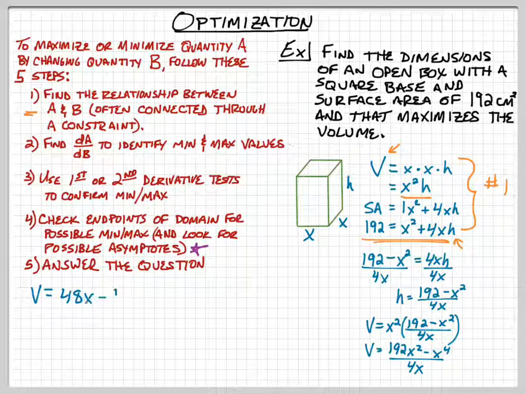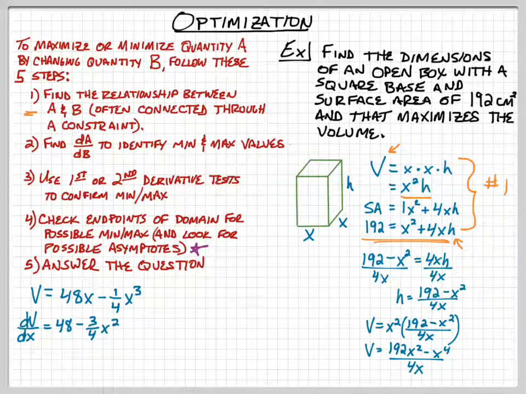So if we continue breaking this down, getting that denominator sorted out, we have our volume equaling 48x minus 1/4 x cubed. Okay, so now we need to look at the derivative of this because we want to find the minimum or maximum. And the derivative is 48 minus 3/4 x squared. Hopefully you were able to do that already or recognize that.